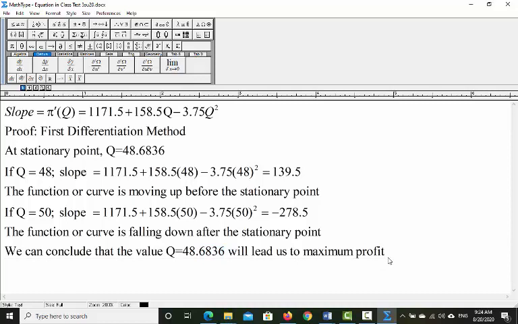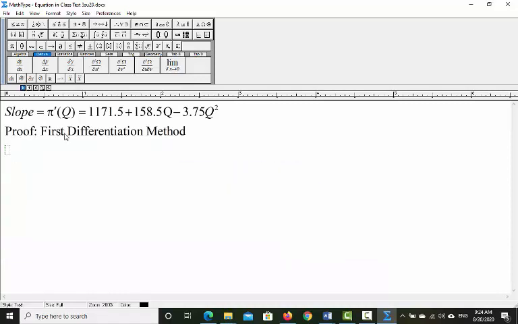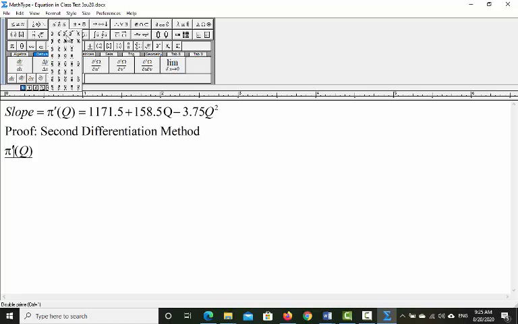Right. So now let me prove it using the second differentiation method. In the exam I may ask for any method. If you want to prove it using the second differentiation method, obviously first of all you need to find out the second differentiation. That means you need to do differentiation for the second time. So if you do the differentiation for the second time, there will be 2 primes there.